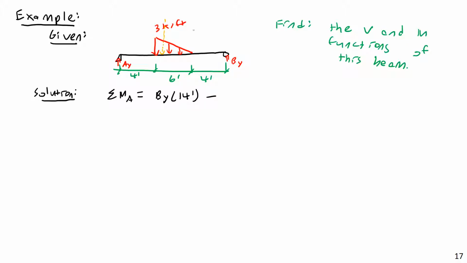That's going to be an area of 1/2 base times height. So 1/2 times 3 kips per foot times a length of 6 feet, or just 9 kips. And this is going to be a distance from the end of 4 plus 6/3, or 6 feet. 4 plus 1/3 of 6, or 6 feet.